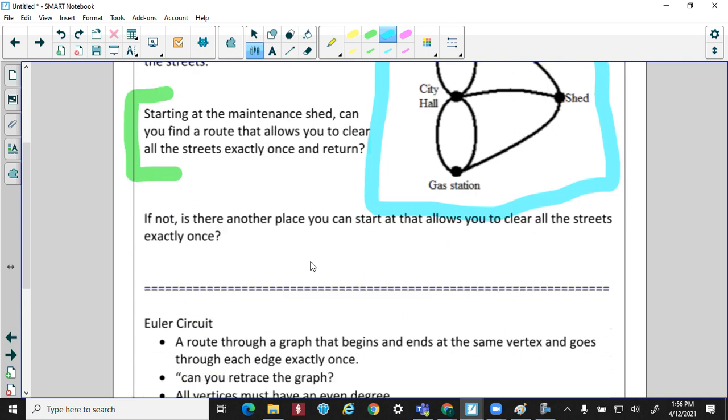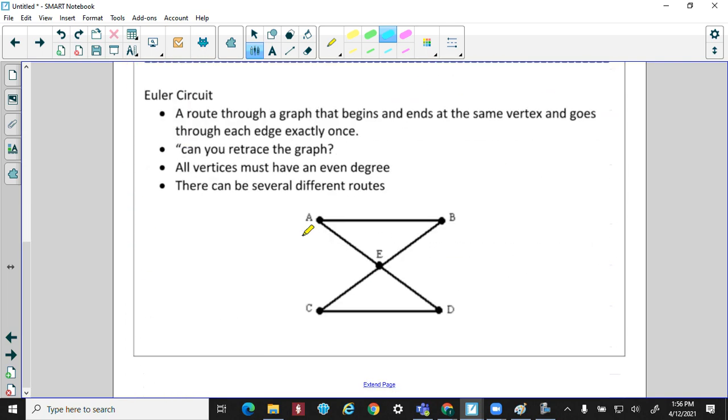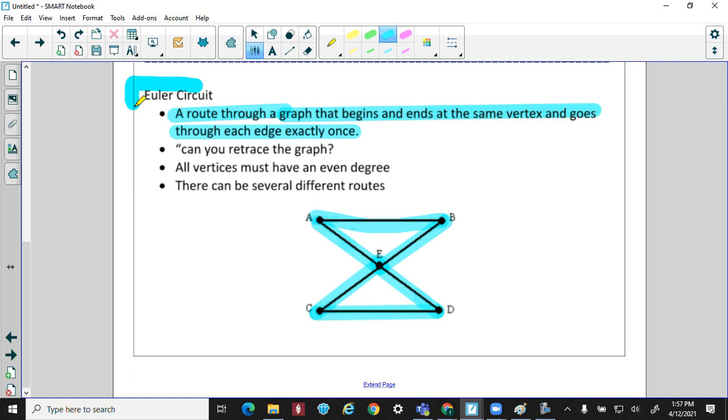And what we're doing is what is called an Euler circuit. An Euler circuit is nothing more than a route in a graph that begins and ends at the same vertex and goes through every edge exactly one time. So for this graph right here, watch what I do. I started at E because I wanted to, but let's say I went to B and I went to A, I went back to E, but now I went to D, I went to C, went back to E. Notice what I did here. I started at E, I was able to trace every edge exactly once and got back to E. So this is what is called an Euler circuit.